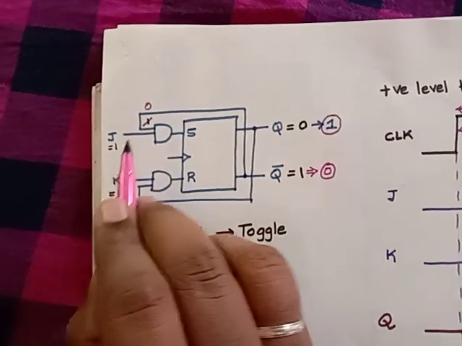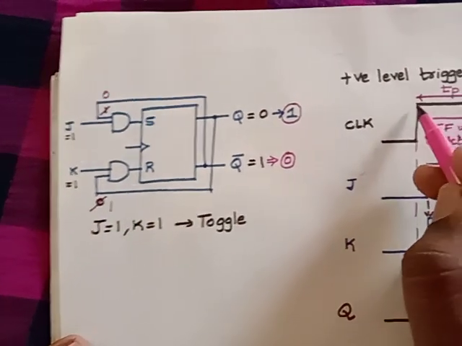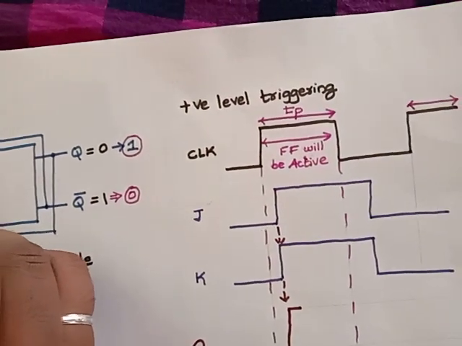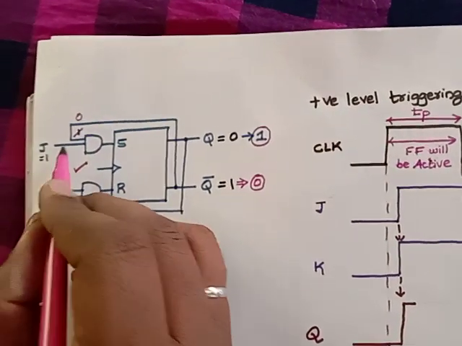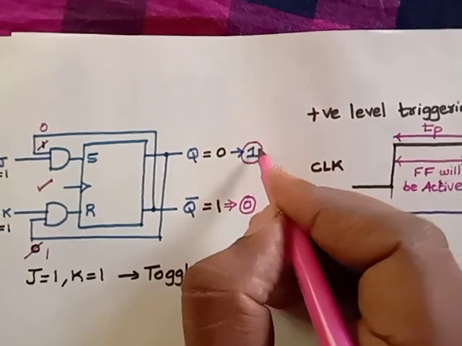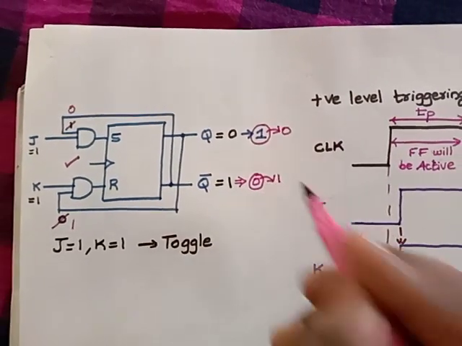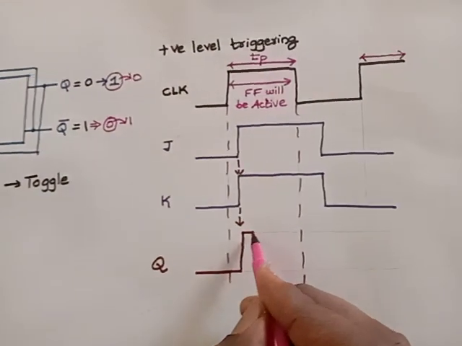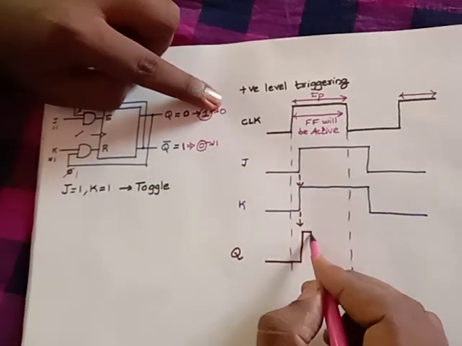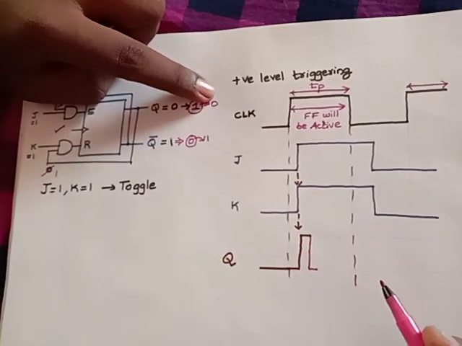Now again, is the flip-flop active? Yes, because up to this end the flip-flop will be still active. Since the flip-flop is still in active state, again it will work. That means again it will do the toggling condition. Now this 1 will be changing into 0, and this 0 will be changing to 1. So after some time, now the Q value is 0, so it automatically goes to 0, and it will be waiting in 0 state.